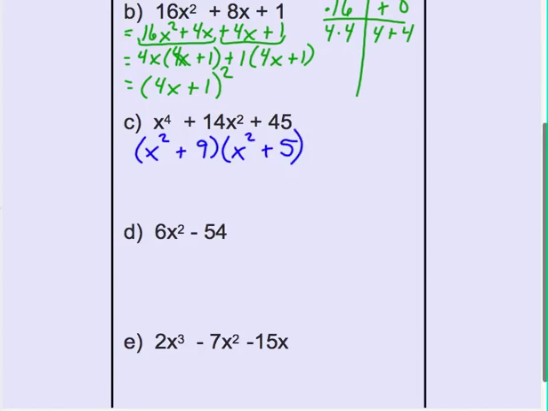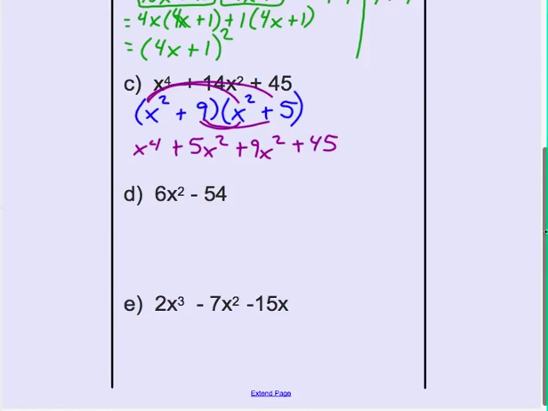Think about multiplying this back out. We would have our x to the fourth. Again, this is the check, this is not part of the solution. Plus 5x squared plus 9x squared plus 45. So those middle two terms would add to that 14x squared. You can always use the t-chart method if the middle term is half the power of the first term, and it's got to be a trinomial, 3 terms.